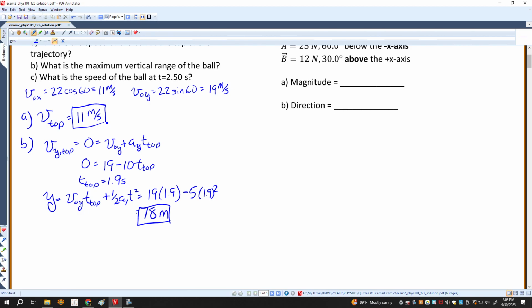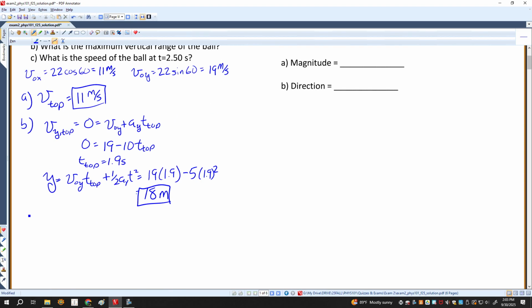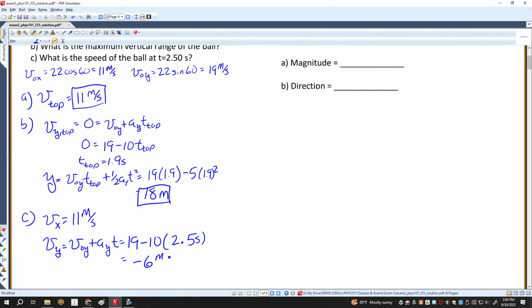And then at 2.5 seconds, which is going to be somewhere right here, I want to know what is the speed. I know that it will have Vx and it will have Vy. So I want to know what both of those are. I know what Vx is at that time is going to be equal to 11 meters per second. And then I also want to find Vy. That's going to be V naught y plus Ayt. That's going to be V naught y is 19 minus 10 times the time, which I tell you is 2.5 seconds. So 19 minus 25 is negative 6 meters per second.